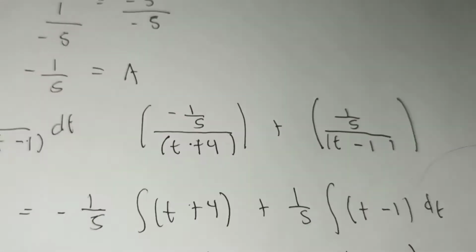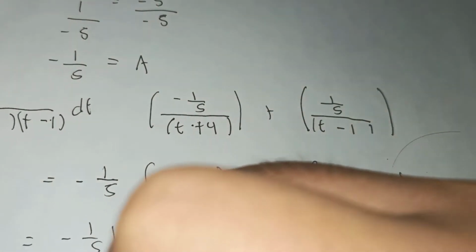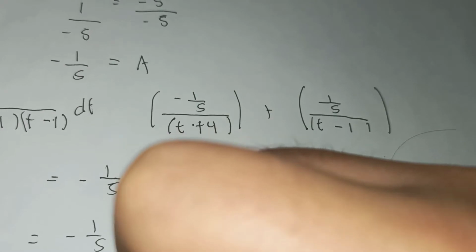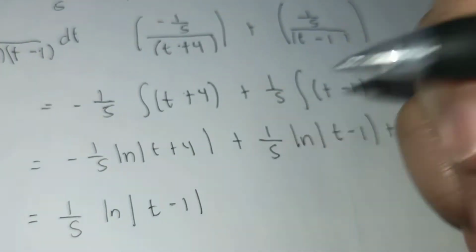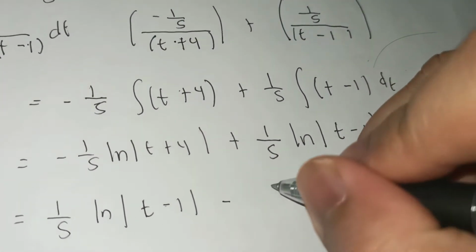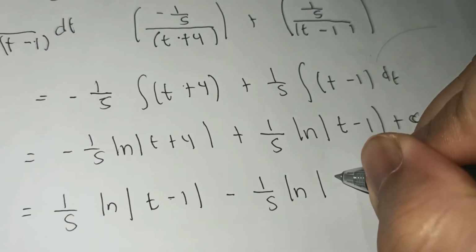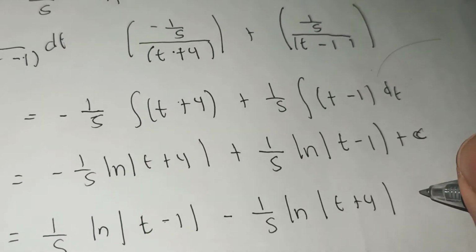Or we can also write it as equals to 1/5 ln of t minus 1 minus 1/5 ln of t plus 4, and do not forget again the arbitrary constant.